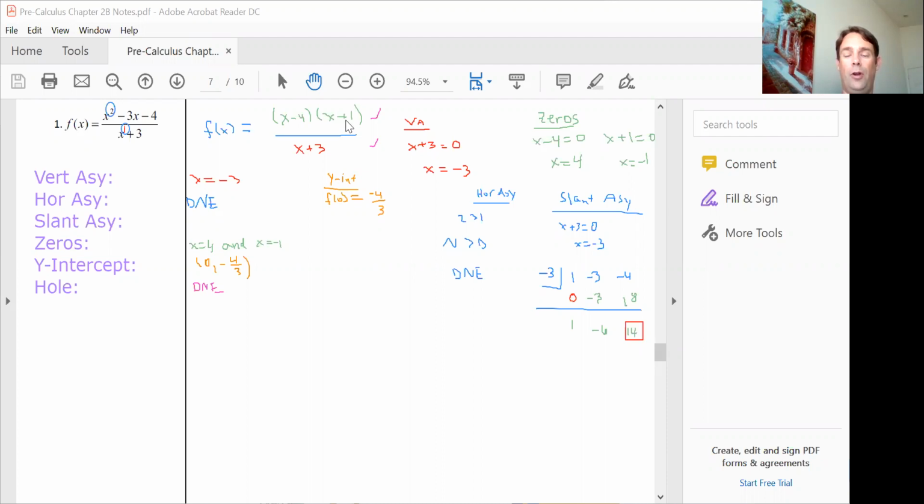So therefore, I can turn this into, I'm going to go from a square down to something to the first. So that means this right here is my slant asymptote. y equals x minus 6. That would be my slant asymptote when I graph this.